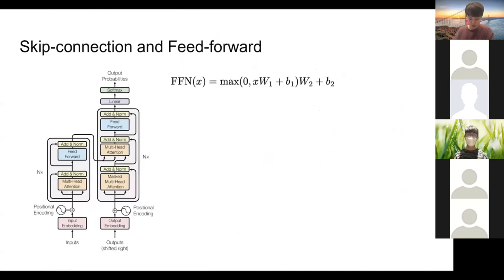And skip connection and feedforward are pretty straightforward, right? Feedforward is very simple. It's a two-layer MLP, multi-layer perceptron, with ReLU. This is ReLU, right? But later people used more advanced ones like GELU, which is a slightly softened version of the ReLU. So they have one linear mapping, ReLU, and another linear mapping. It's probably very familiar to you already from when you were doing classification, right?